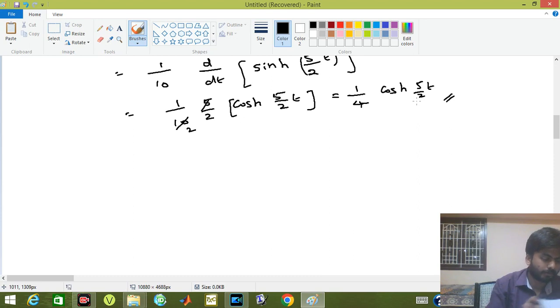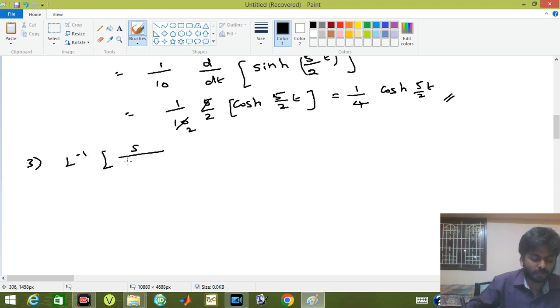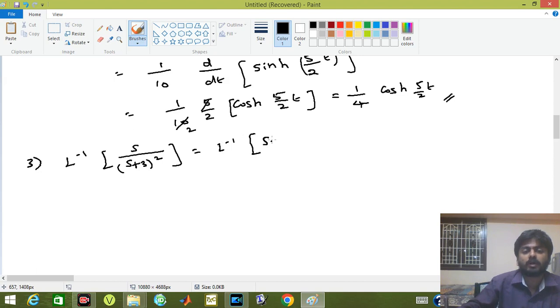Suppose I'm having, this is our third problem, L inverse of s divided by s plus 3 the whole square. Then what will you do? Here s is multiplying the f of s, so we'll have L inverse of s into f of s, where f of s is 1 by s plus 3 the whole square.